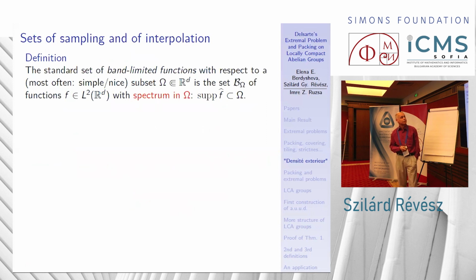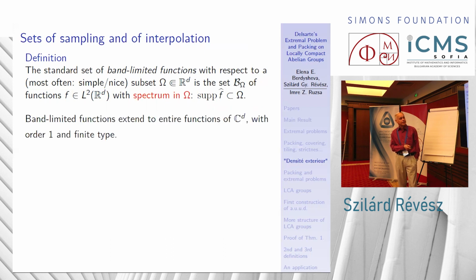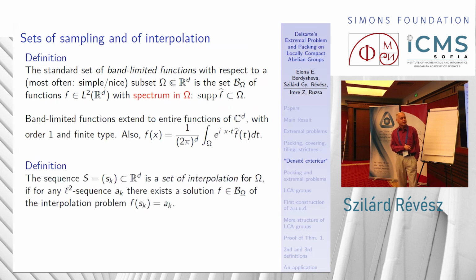Let me just show you an application. The standard set of band-limited functions is denoted by B omega, which means that they are L2, and the support of the Fourier transform is in omega. And these are, of course, entire functions of order 1 and finite type. Can be represented as a Fourier transform. And so these are two basic definitions that now follow.